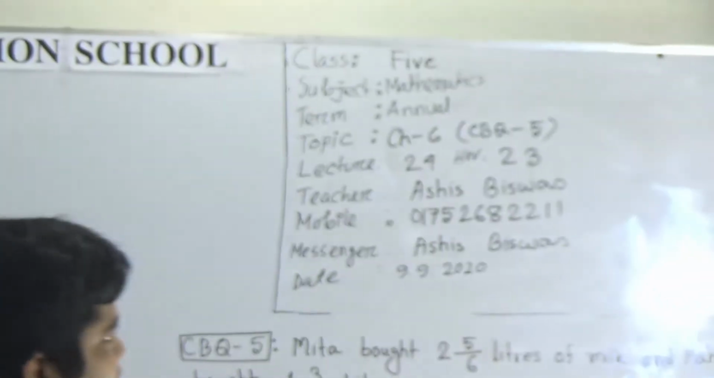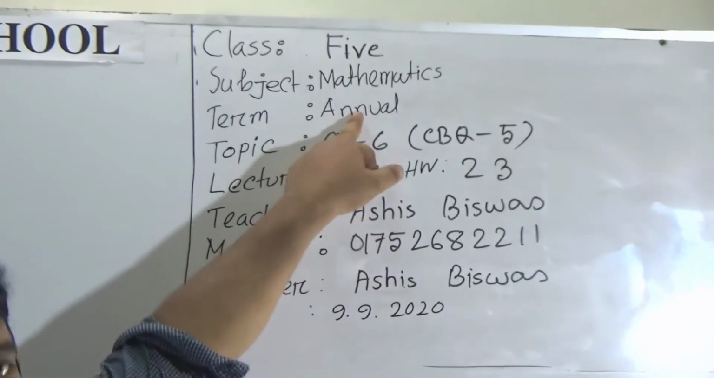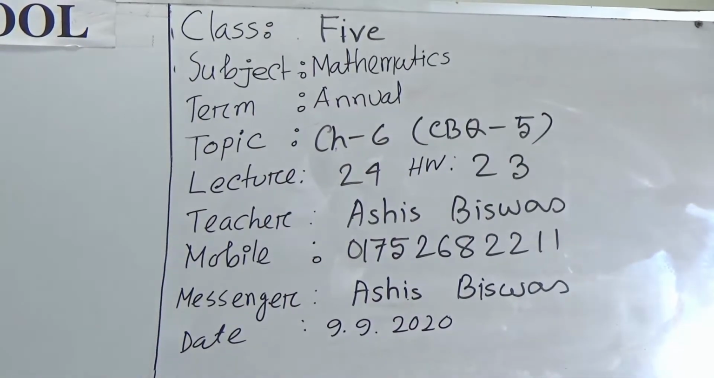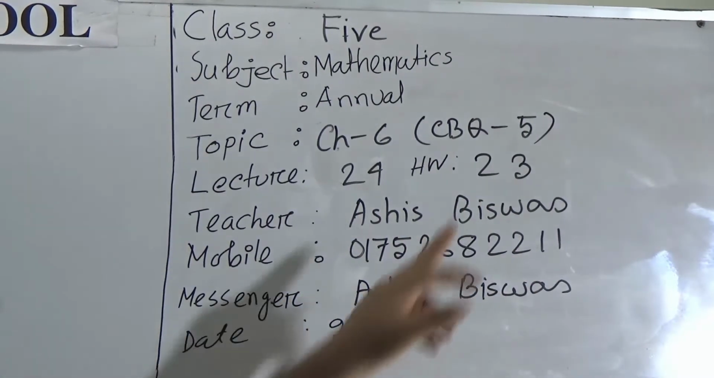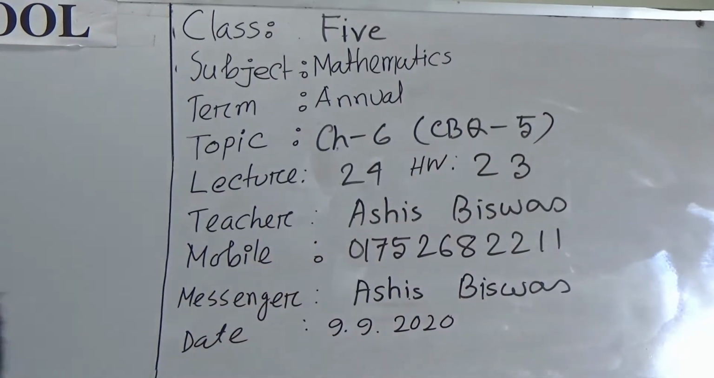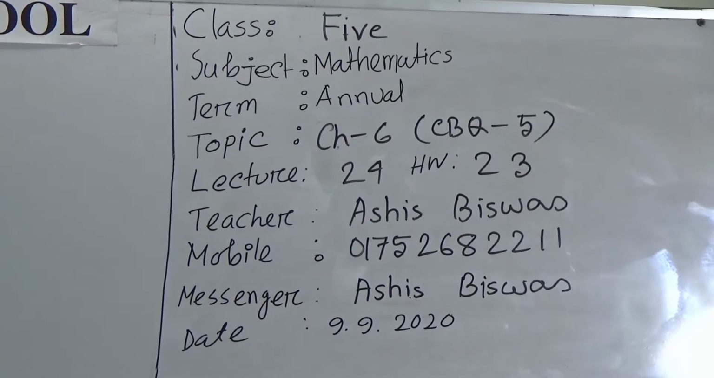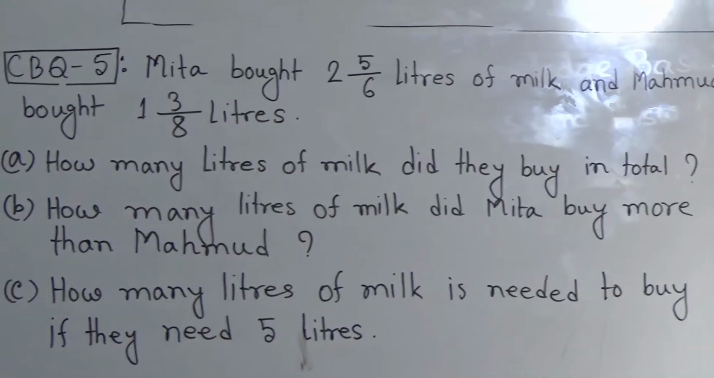My dear students, today is our lecture number 24 of annual term, and today's SW number will be 23. So we shall solve CBQ-5 as your CW and it is your SW also. Here CBQ-5 is written on the board. At first we read the question.